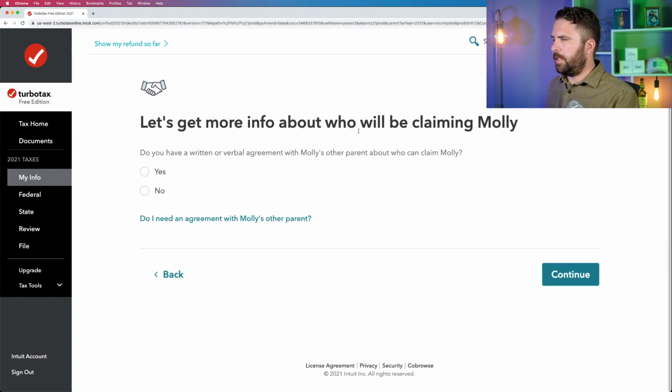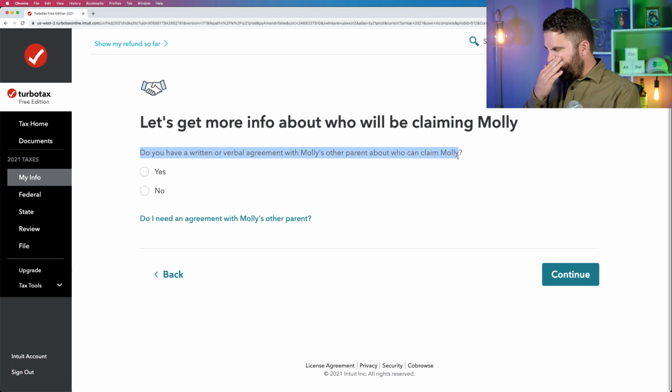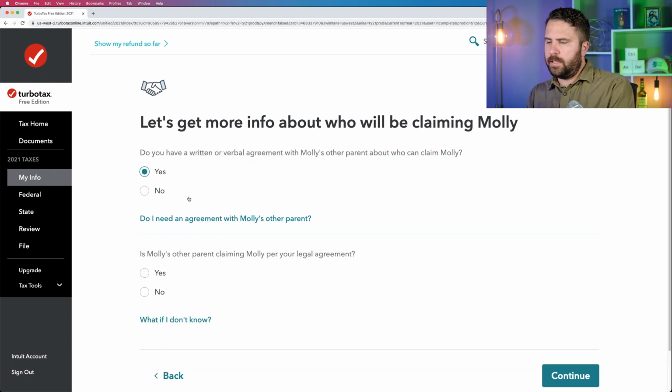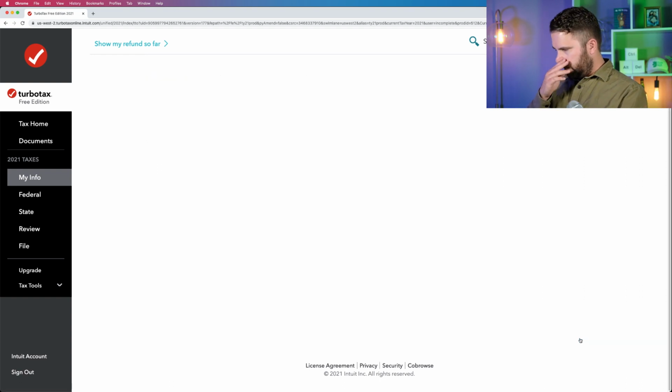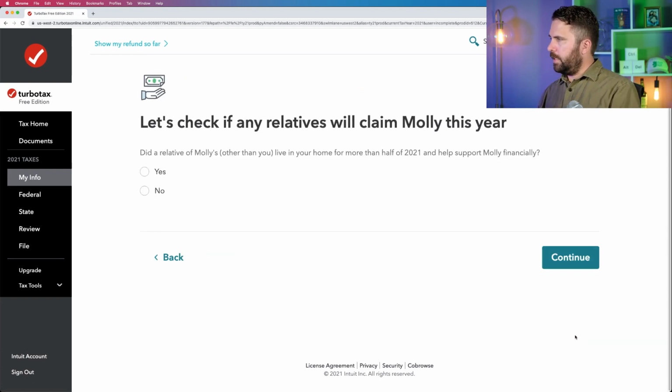Let's get more information about who will be claiming Molly. Do you have a written or verbal agreement with Molly's other parent about who can claim Molly? I'm going to say yes. Let's say this is a divorce situation. Is Molly's other parent claiming Molly per legal agreement? I'm going to say no. Okay, that's the form to waive your right to claim the child.